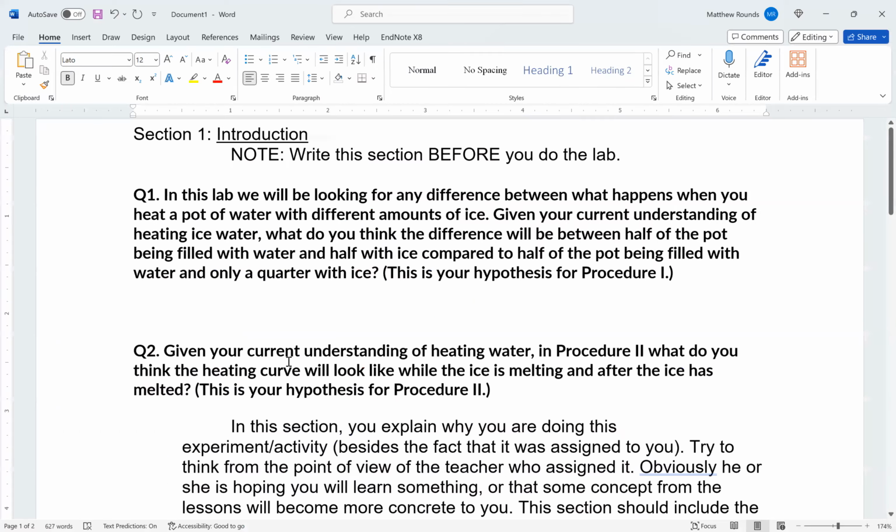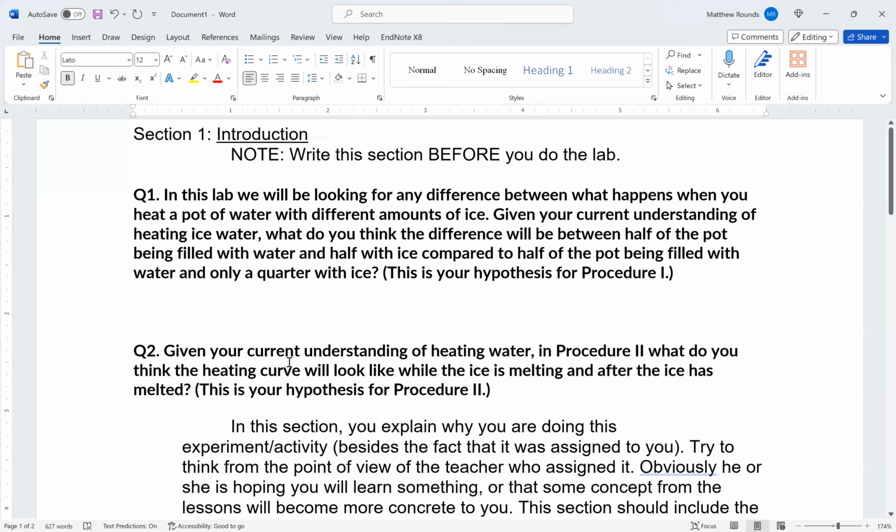So let's take a look here. In this lab, we will be looking for a difference between what happens when you heat a pot of water with different amounts of ice. Give your current understanding of heating ice water. What do you think the difference will be between half of the pot being filled with water and half the ice compared to half the pot being filled with water and only a quarter with ice?